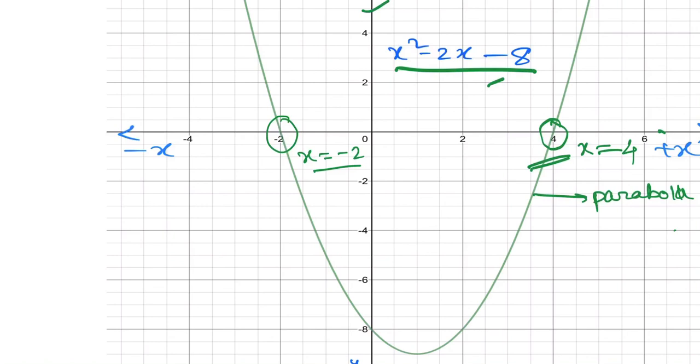So first you calculate mathematically, and you see that you get two values of x. The graphical meaning is that when the curve intersects the x-axis, the value of x at that point is called the root of this equation. I hope you understand better now.